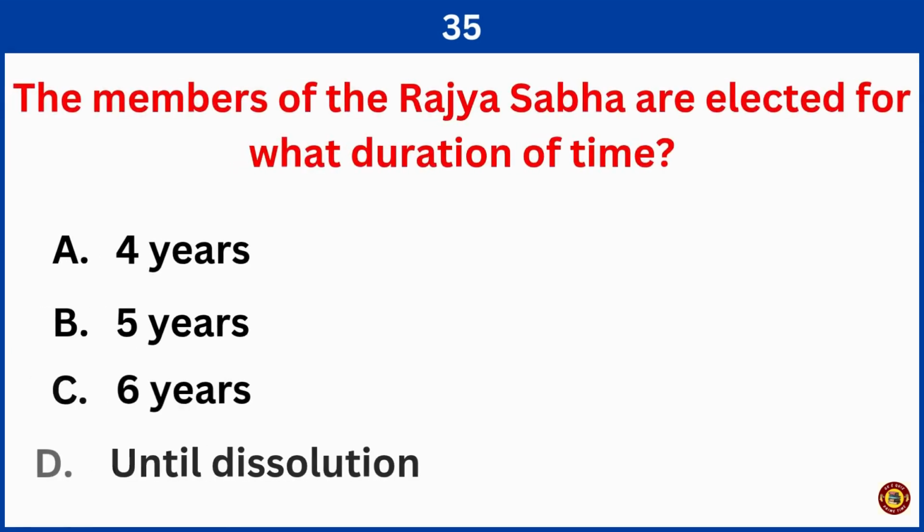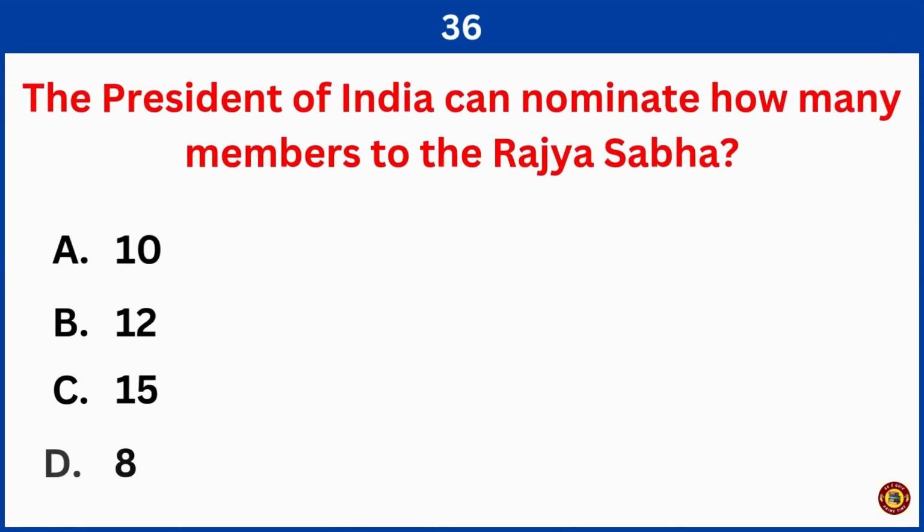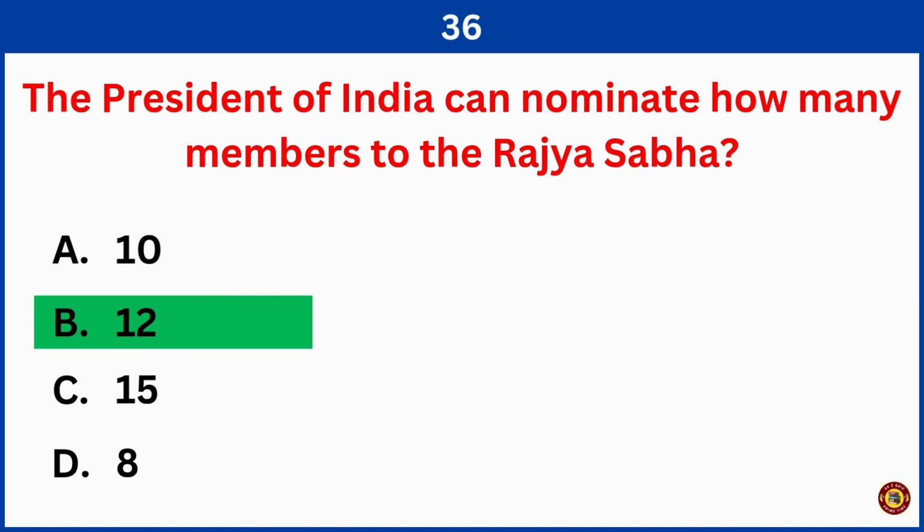The members of the Rajya Sabha are elected for what duration of time? Right answer is option C, 6 years. The President of India can nominate how many members to the Rajya Sabha? Right answer is option B, 12 members.